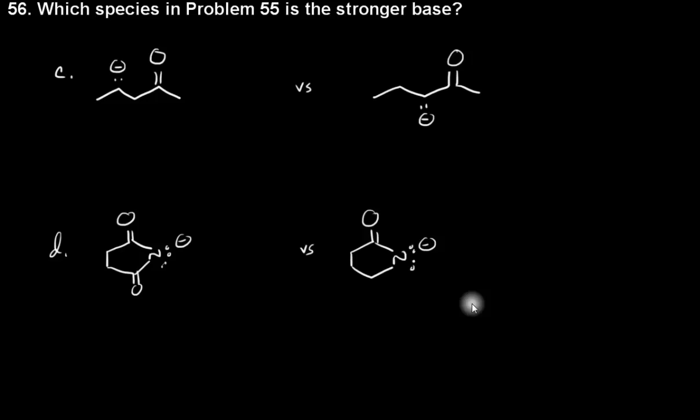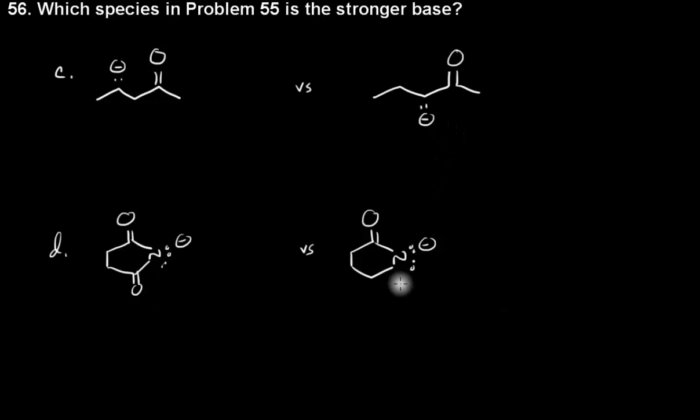Okay, so question 56 is a correlation or a corollary to the last problem 55. And instead of asking you to draw the resonance forms, it's asking you which species is the stronger base. So keep in mind the stronger base, everything else being equal, is going to be the atom that has the highest electron density on it. So in these cases, we're comparing apples to apples, right? So we have carbon on both of these and nitrogen on both of these.